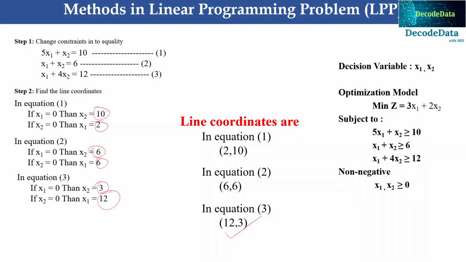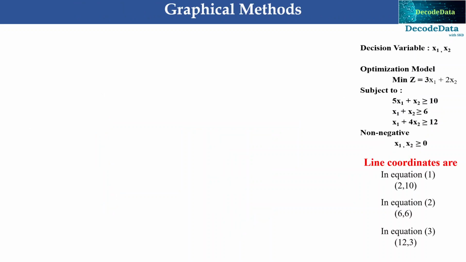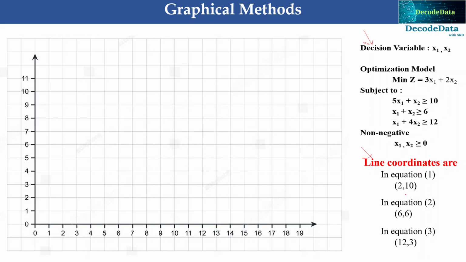Now the next step is to draw the graph, right? So let's draw the graph. Now this is your model function, and these are the coordinates we have calculated, right? Now in the graph, let's take the coordinate for the first equation, sorry, first line. Now 2 and 10. So x1 is 2. Let's say this is x1 and this is x2. x1 is 2 and x2 is 10. So we just join these two with the help of a straight line, right?